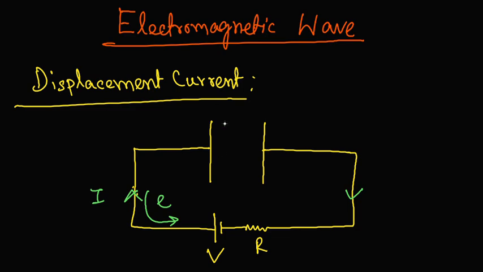But for a capacitor, there is no conducting wire. So there is no free electron which can give us a conduction current. That means we can denote it IC for conduction current. Then if we make a circuit like this, if there is IC current, we will get here also an IC current.